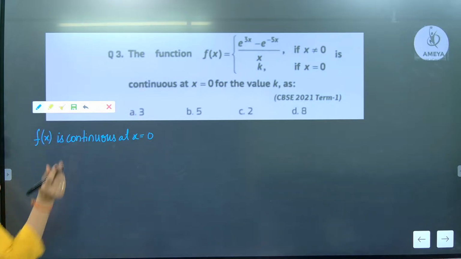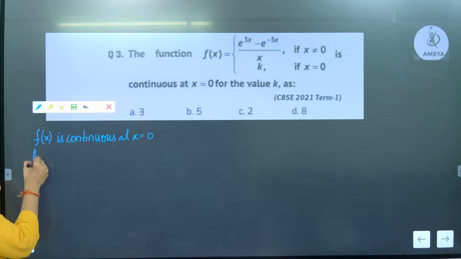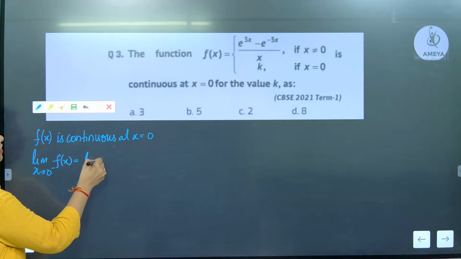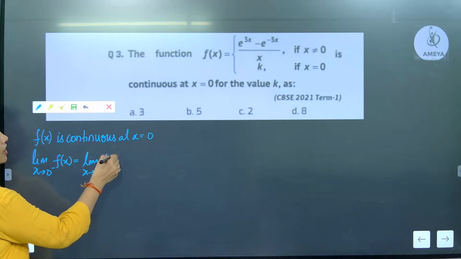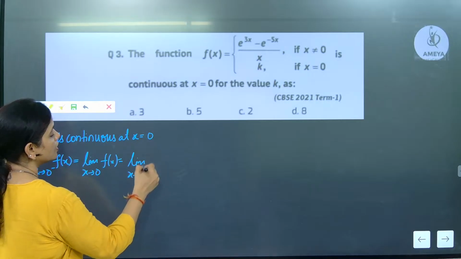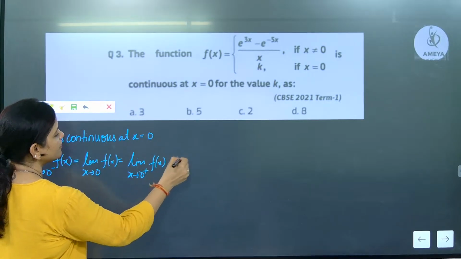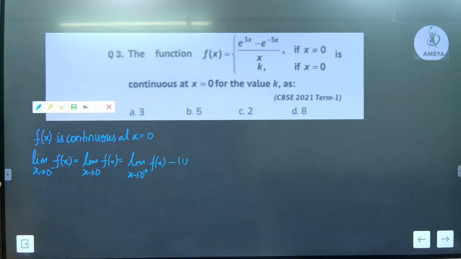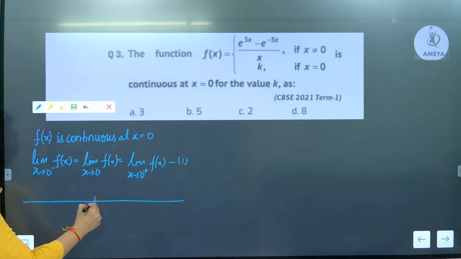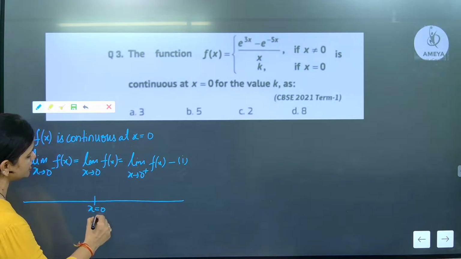So what we will do, the LHL part we are going to write. Limit x tends to 0 minus f of x will be equal to limit x tends to 0 f of x, which is equal to limit x tends to 0 plus f of x. Center, left side, right side, all values are coming equal. Now here we have to do one more thing, because we know we are going to draw this. So when x is equal to 0, the value given to you is k.